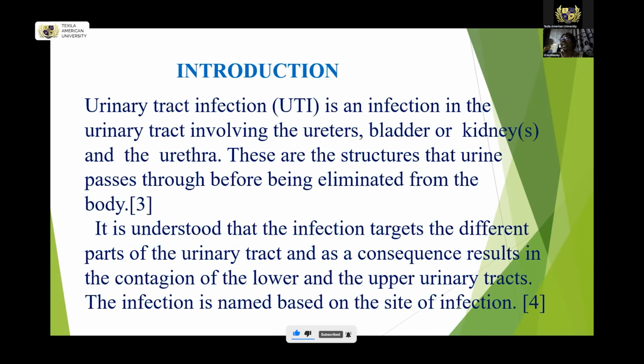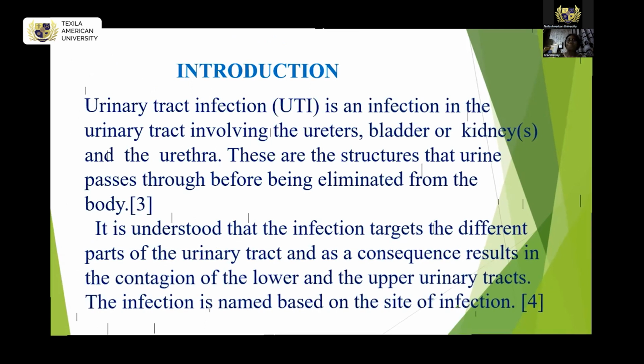So, like I said, urinary tract infection is an infection in the urinary tract involving the ureter, the bladder, the kidney, and the urethra. These are the structures that urine passes through before being eliminated from the body. It is understood that the infection targets different parts of the urinary tract, and as a consequence, involves the lower and upper urinary tract. The infection is named based on the site of infection.